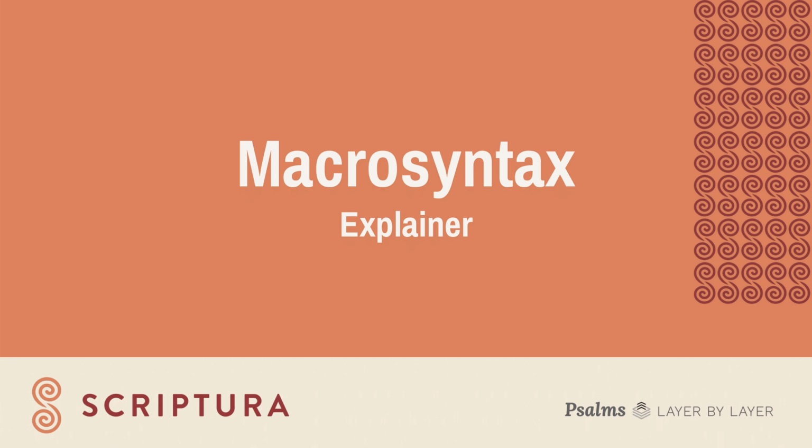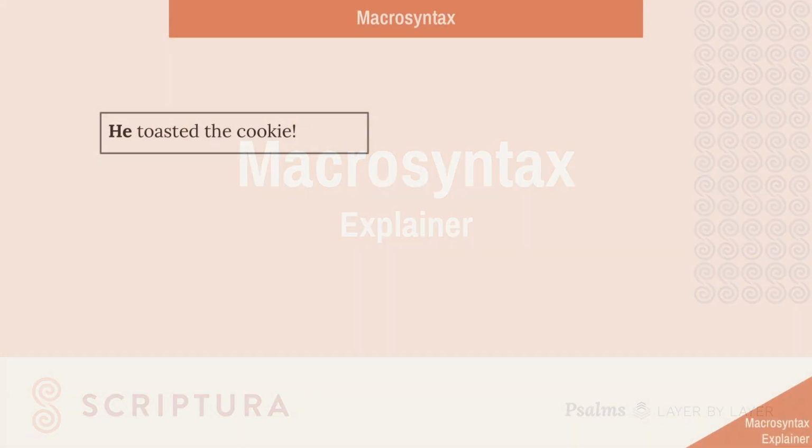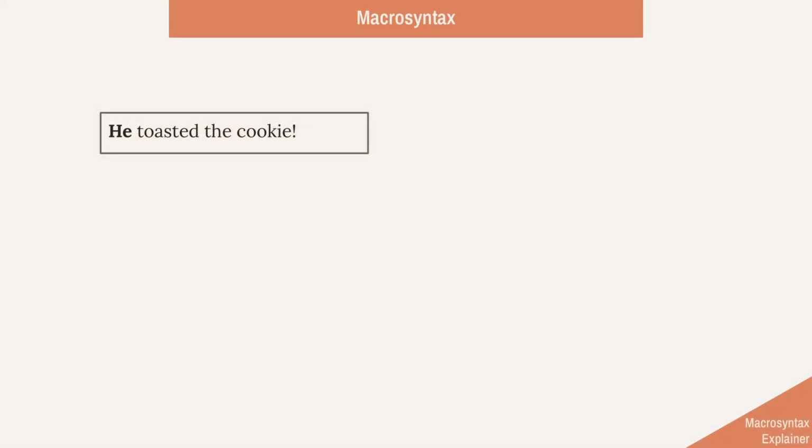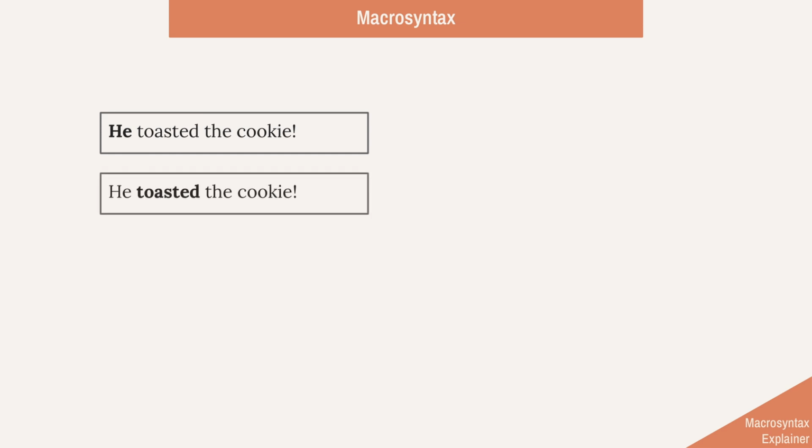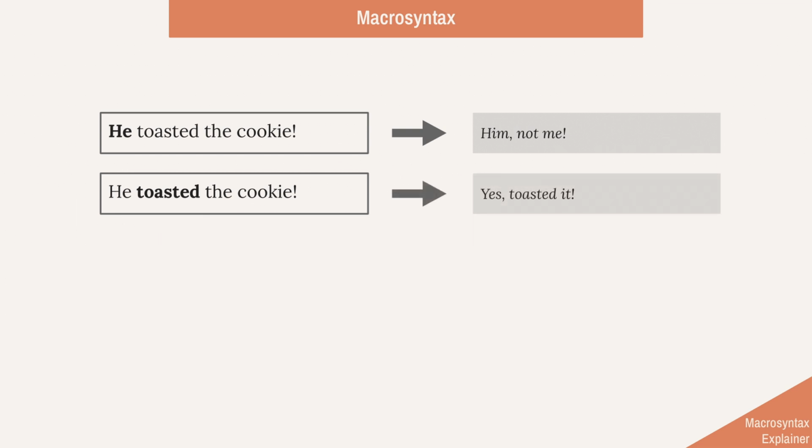To begin, let's think about this sentence. "He toasted the cookie." Or, "he toasted the cookie." In the first, you might say, who toasted the cookie? He toasted the cookie. Him, not me. In the second, you might ask, what happened to the cookie? He toasted the cookie. Yes, he toasted it.